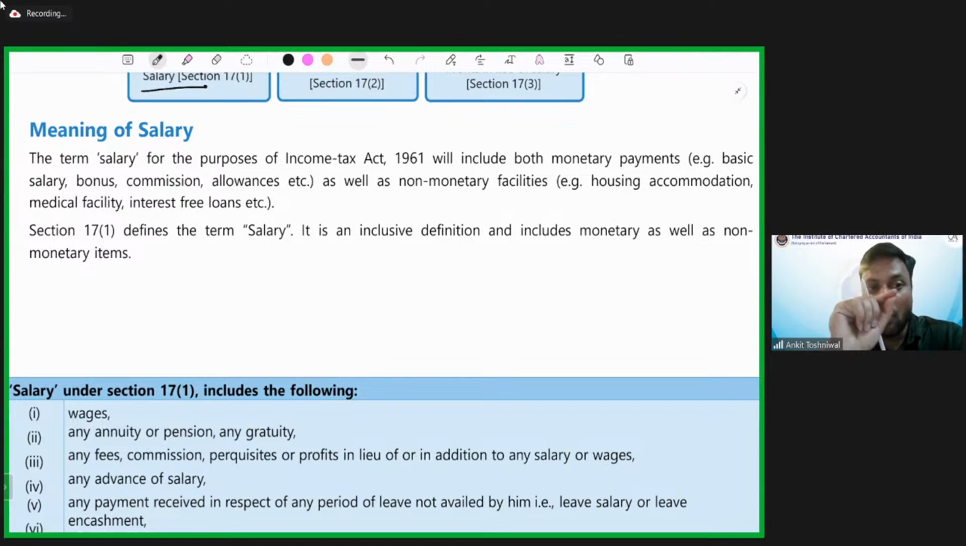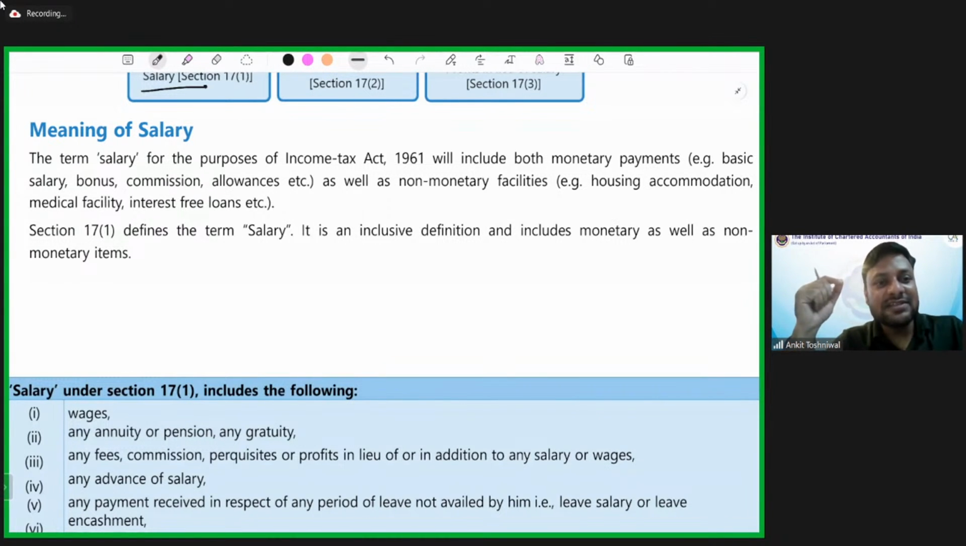There is no cash received from that company. There is no check received from that company. Neither am I paying any rent. So this is a facility for me. That is non-monetary, right? So salary also includes such benefits. If you are getting any benefit from your employer, that will be taxable under the head salary, unless there are some specific provisions for that.